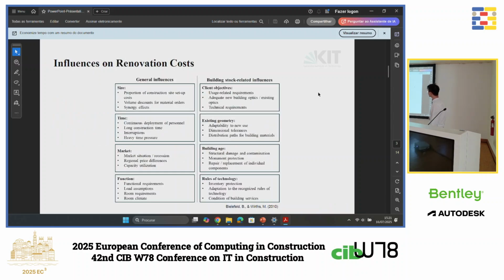Here are some factors and how these factors influence the costs. There are two main groups. The first is general influences. The second is building stock related influences. You can see there are a lot of factors that could influence the final cost.